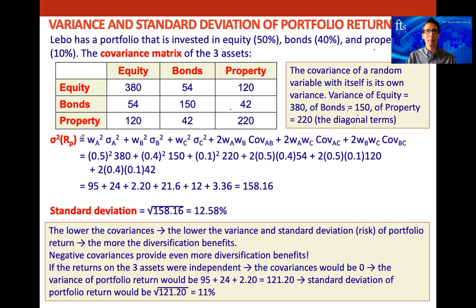And where does property and property meet up over there? So the variance of property is 220. So these are the diagonal terms, these ones here. These are the variances of the different assets, the variance of equity, the variance of bonds, and the variance of property. Right. So now, if we want to work out the variance of the portfolio, they have copied and pasted the formula from the previous slide. We're going to do the 3-asset portfolio.